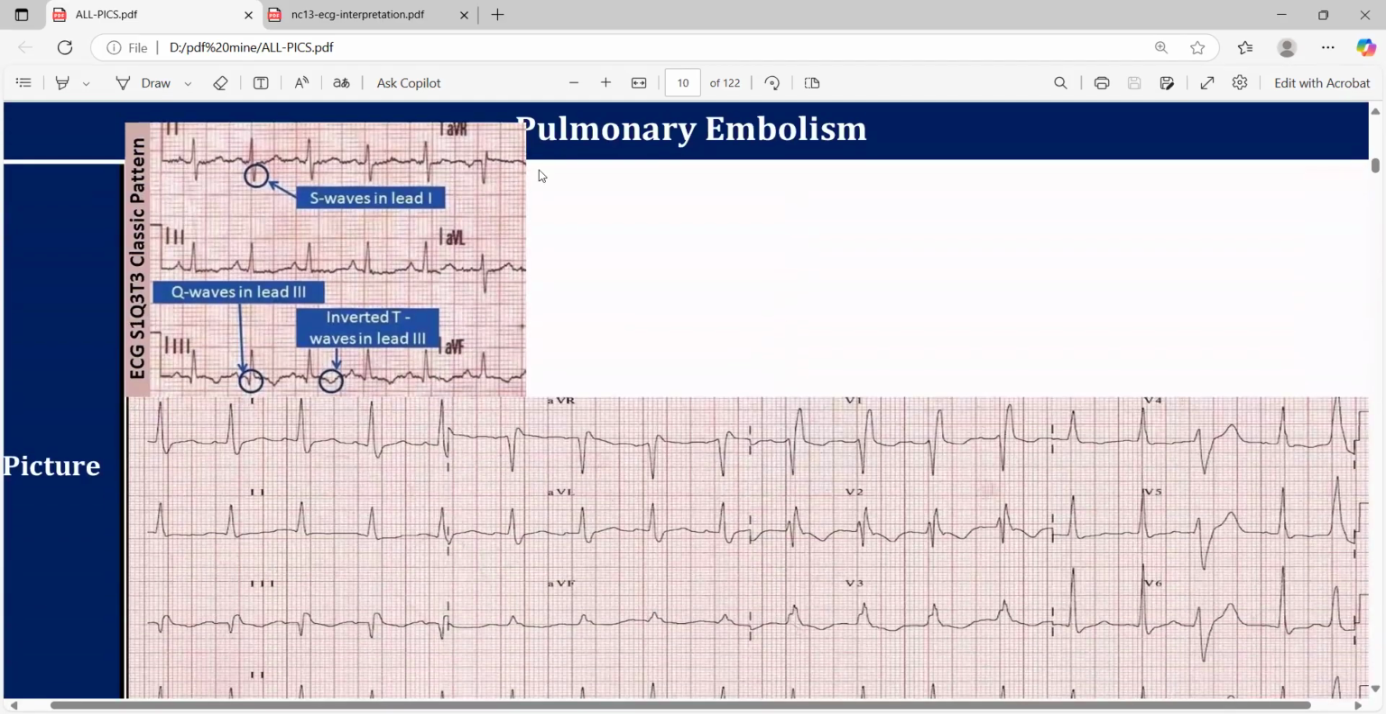Then comes the pulmonary embolism. In the pulmonary embolism, you are going to check for the S wave in lead 1, Q wave in lead 3, and inverted T waves in lead 3.